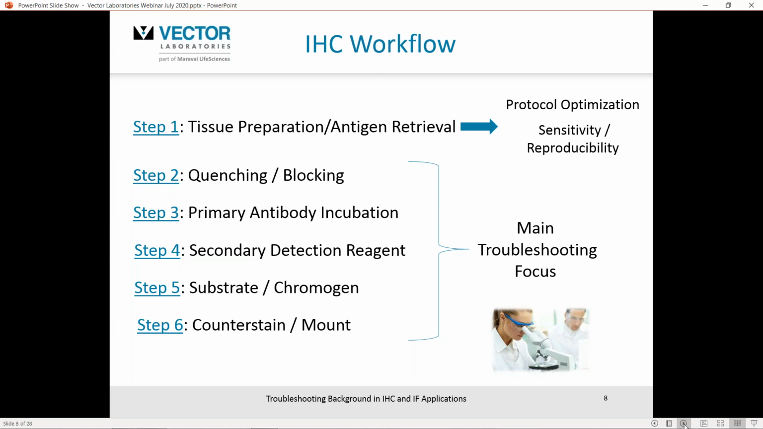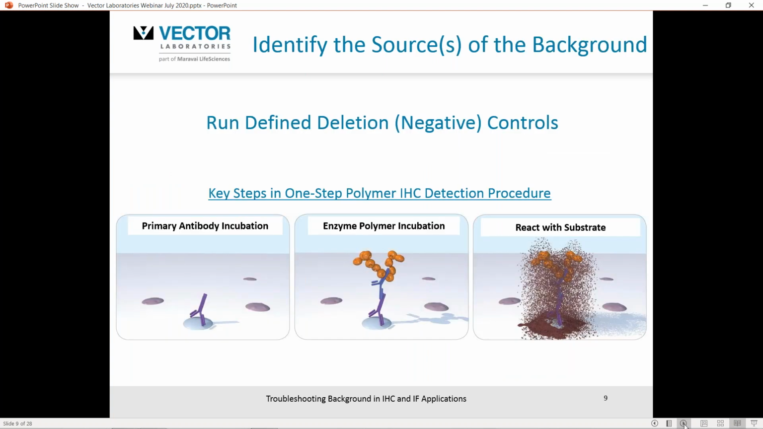It is a little different for immunofluorescence. However, again, for immunohistochemistry, this step number 1 is mostly associated with sensitivity of the assay and reproducibility on a day-to-day basis. So my recommendation, the main areas for troubleshooting would be steps 2 through 6. So if you are encountering background, as we mentioned earlier, identify the source of the background. And the idea would be to run your defined deletion controls.